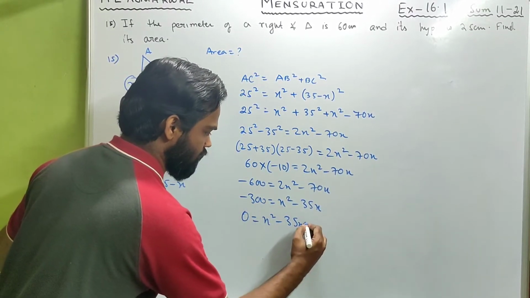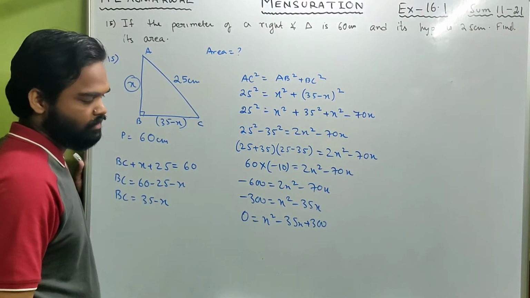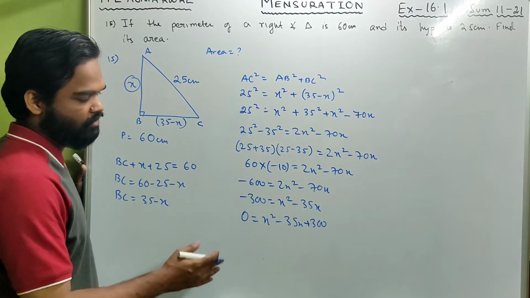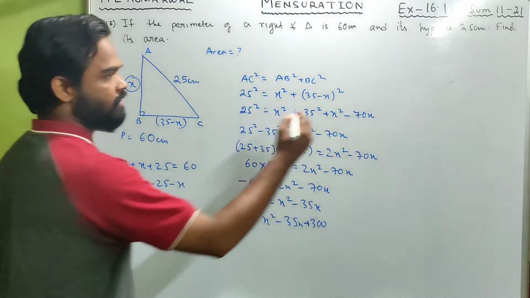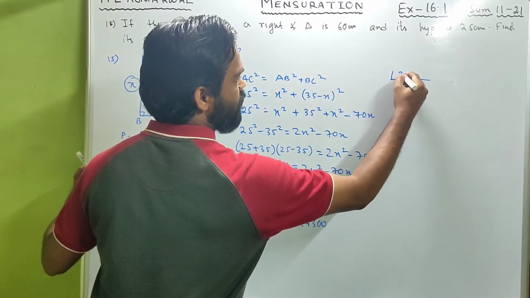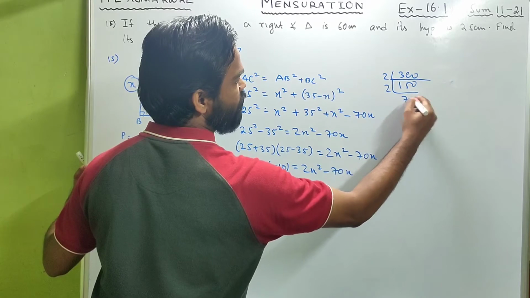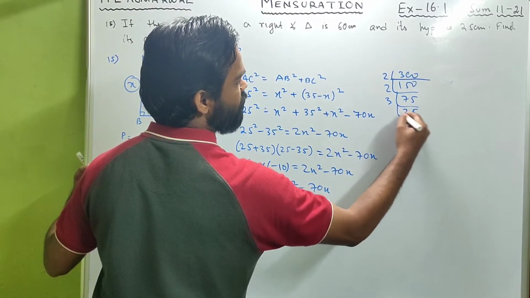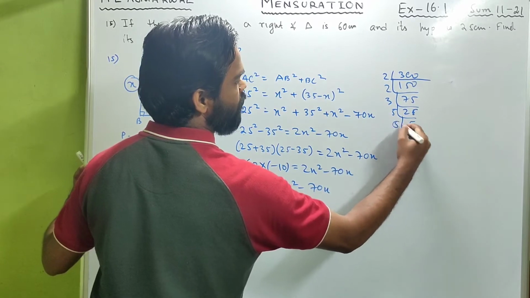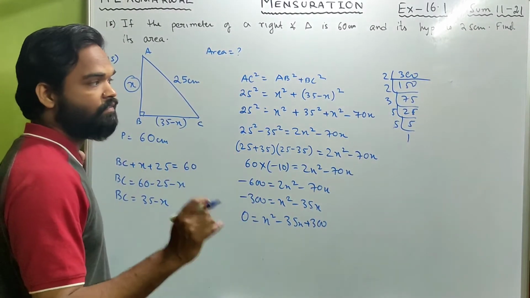This is plus 300. Now again, middle term. Okay. We'll find out the factors. We'll arrange it in such a way that we get 35. Just to recap, 300 is 150, then 2, 75, then 3, 25, then 5 and 5. Now, we need to arrange the factors in such a manner that you get 35.